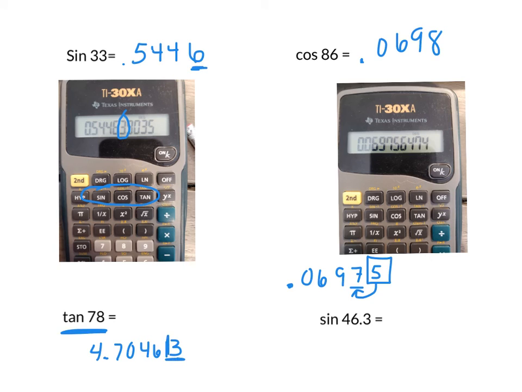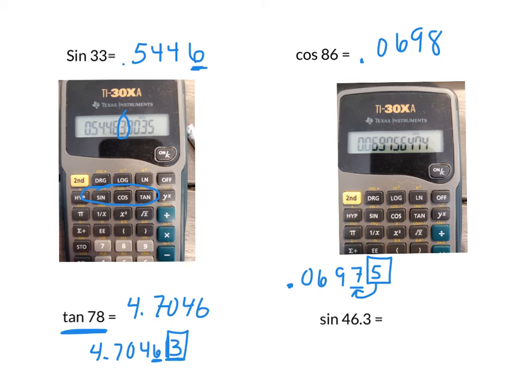This is the boss that determines whether the 6 can stay a 6. Our boss is weak. It's only a 3. The rule of thumb is if it's below 5, it's too weak to make you round up. So we just keep it at 4.7046.